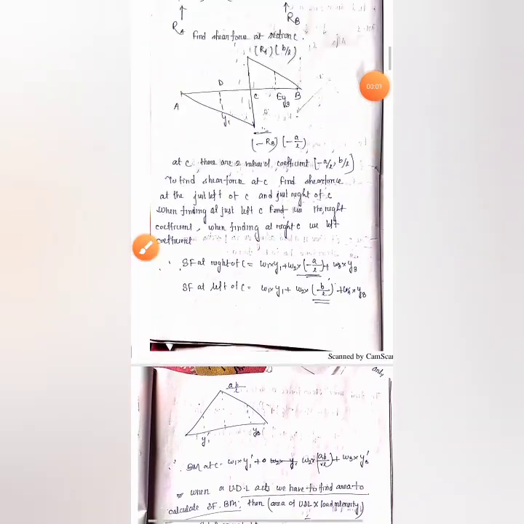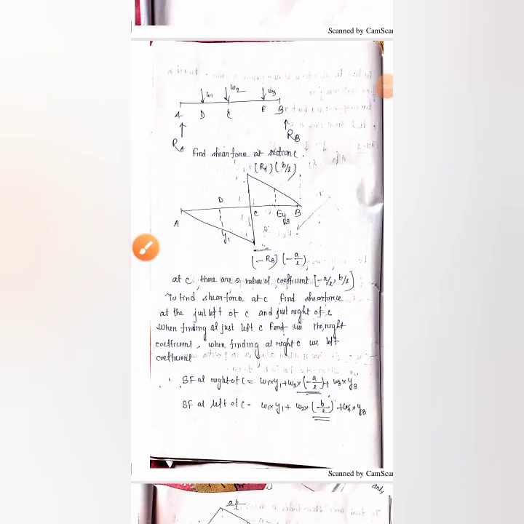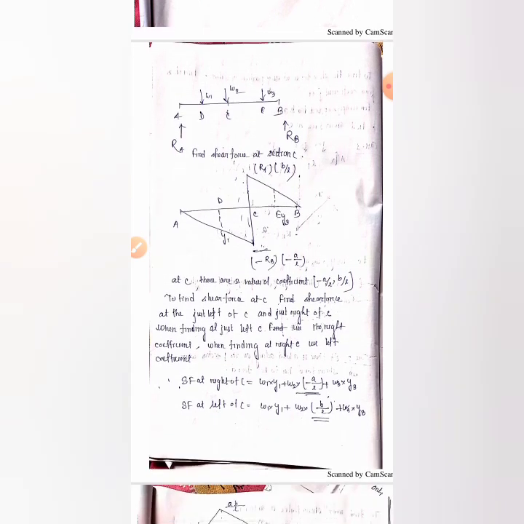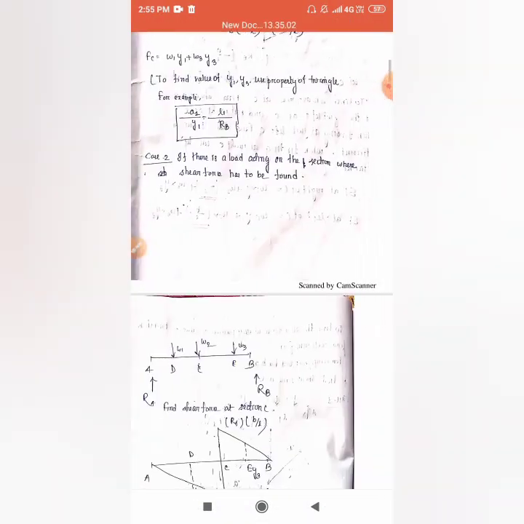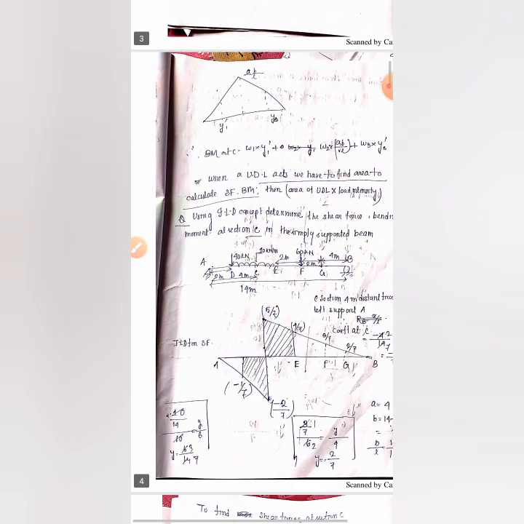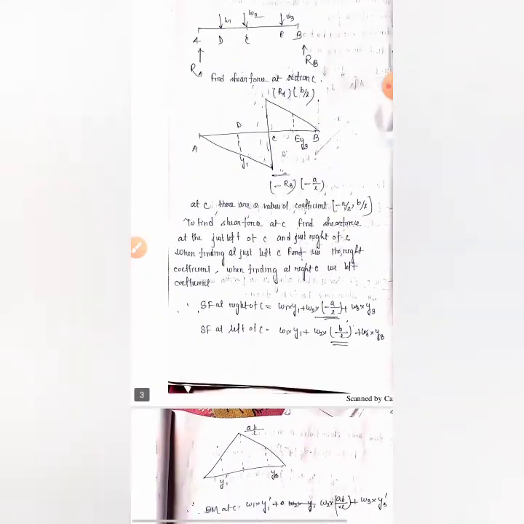So up to this we have seen how to find the shear force and bending moment at any section using the values of the ordinates and the loads. Okay, you have to understand this properly because next we will solve a numerical. If you guys have any problem in this section, then please watch it again.